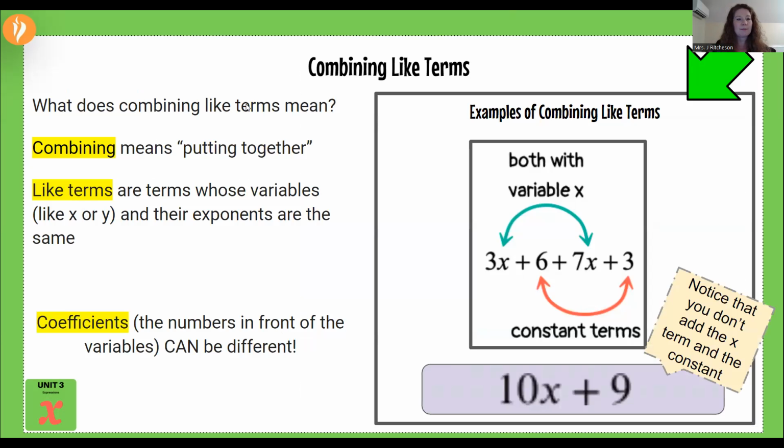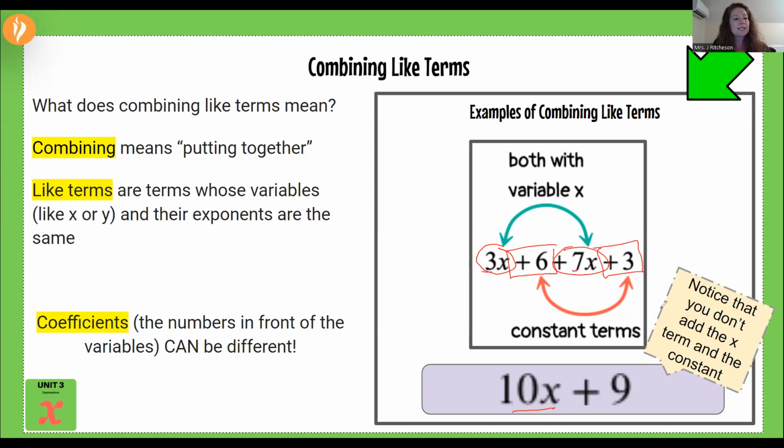Now, when you say combining, it means a lot of times adding, sometimes subtracting, but you're going to put together like terms. All right, so look at this expression. We have 3x is like positive 7x. So when they have the same variable and exponents, you're going to actually add those coefficients. So 3x plus 7x is 10x. And then our constants are always like terms.